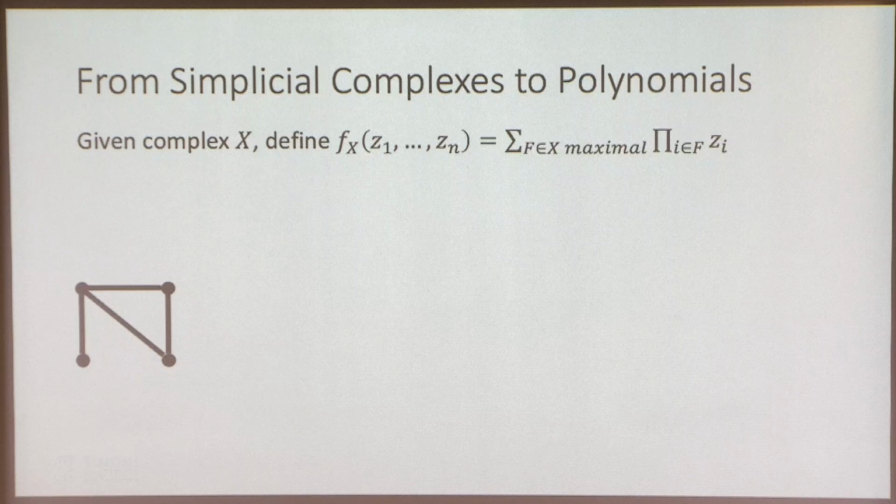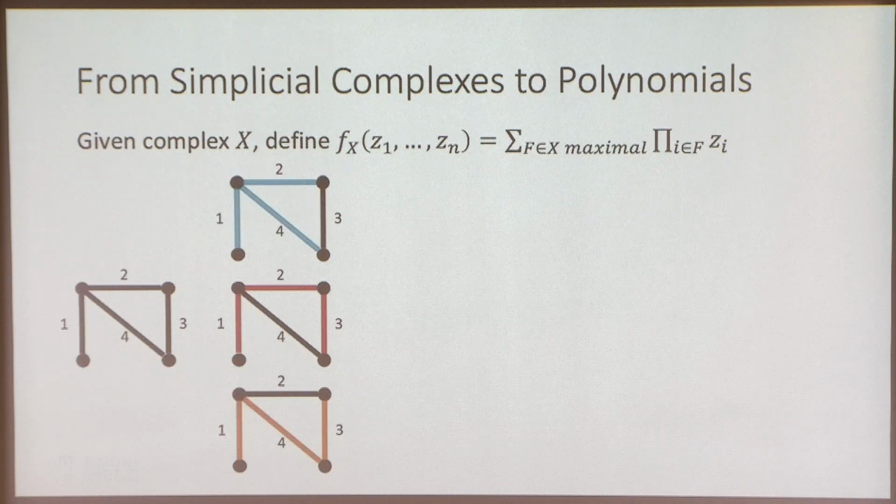So let's do an example here. So here, we have a graph. Let's look at the graphic matroid of it. So the elements of our ground set are the edges of this graph. Let's give them some labels. So 1, 2, 3, 4. So now we'll have variables z1, z2, z3, z4.